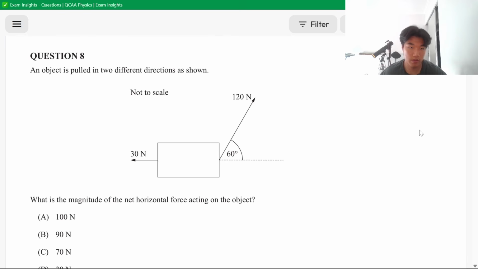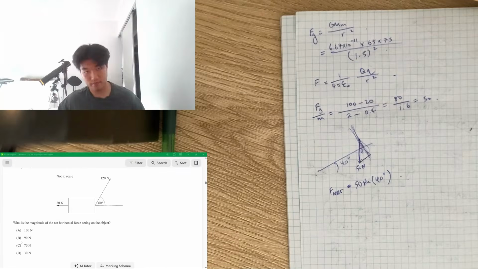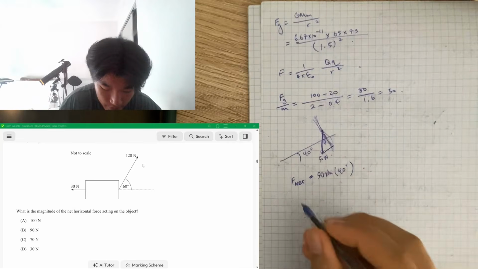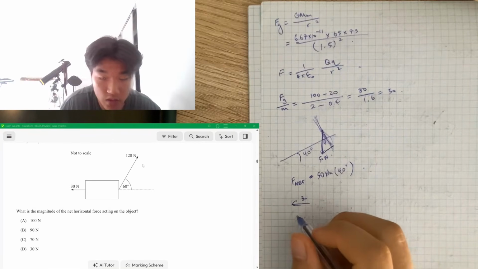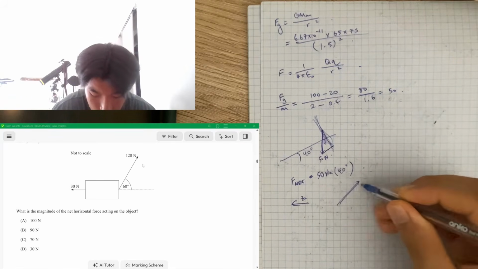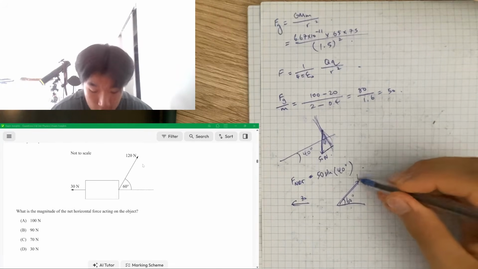An object is pulled in two different directions as shown. What is the magnitude of the net horizontal force acting on the object? There you have 30 going this way. Since we're after magnitude, what we need to do is find the horizontal and vertical and then just do Pythagoras. 60 degrees, 120.